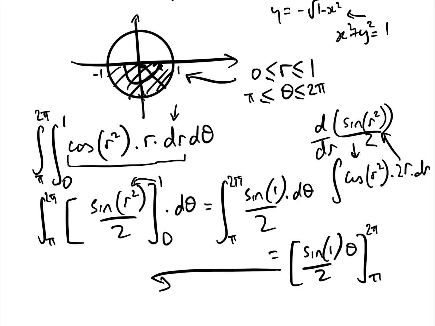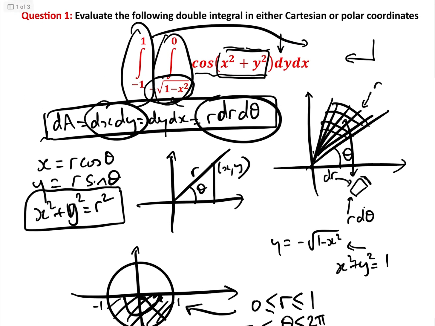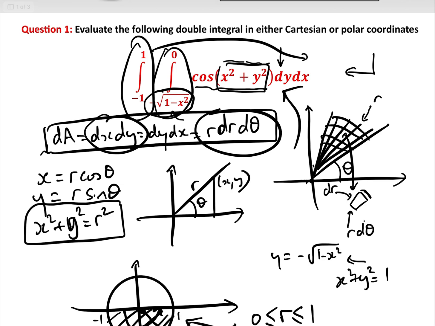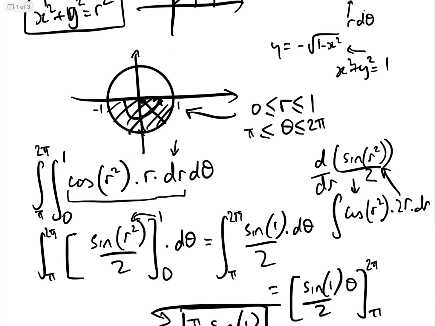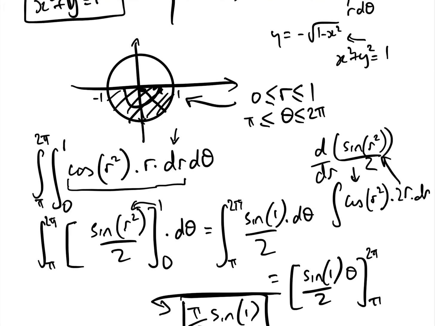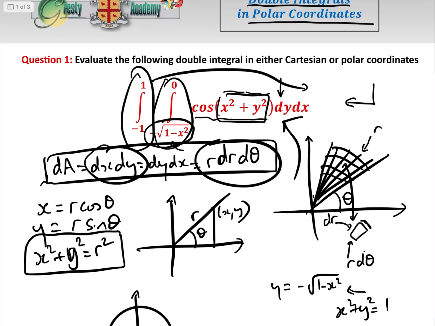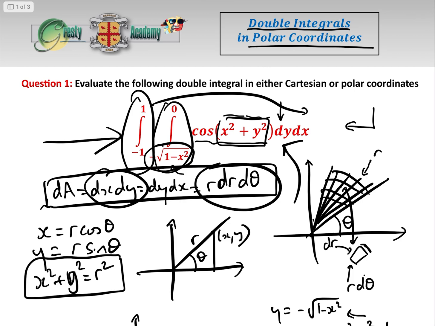That is equal to pi over 2 sine of 1. And that is the answer to this integral, which is almost impossible in Cartesian coordinates, but it's actually relatively simple in polar coordinates. Okay, so that's a clear example of where an integral should be done using a conversion to polar coordinates.